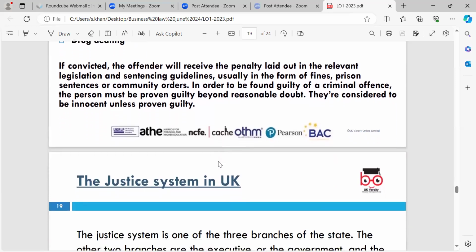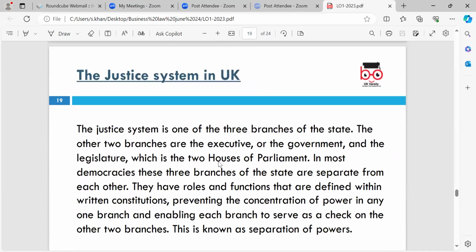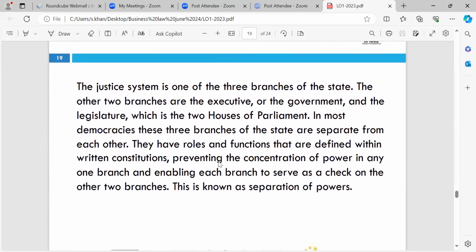So, the justice system in the UK. The justice system is one of three branches, with one each for England and Wales, Scotland, and Northern Ireland. This reflects its historical origins and the fact that both Scotland and Ireland, and later Northern Ireland, retained their own legal system traditions under the Acts of Union 1707 and 1800.